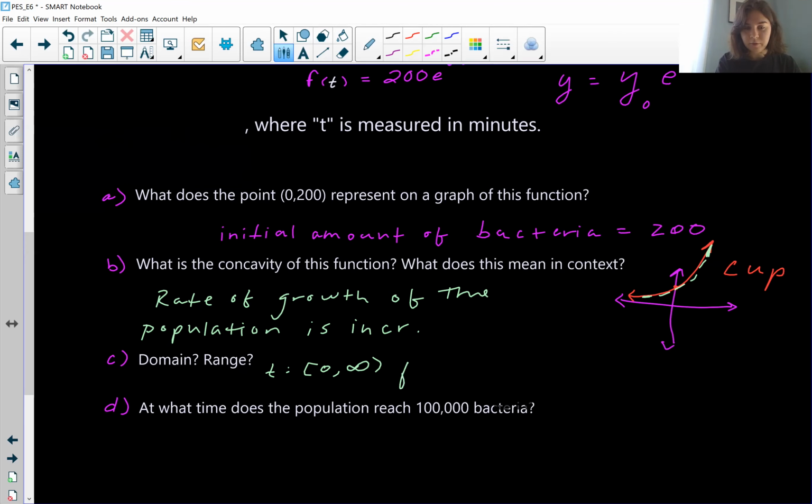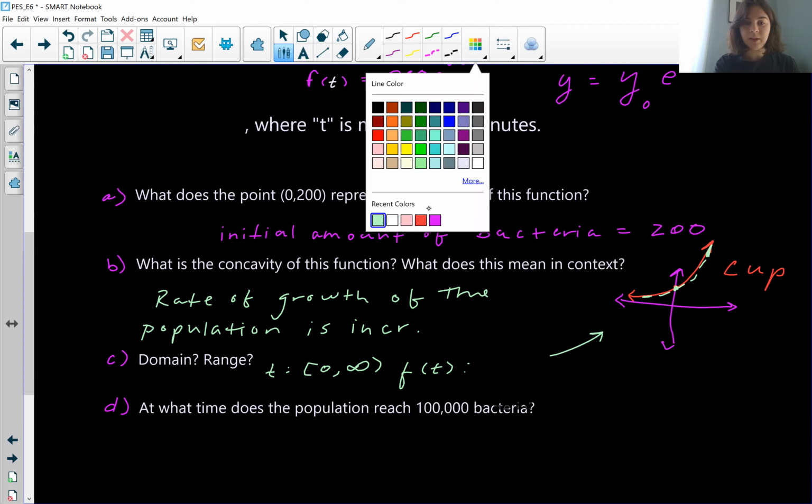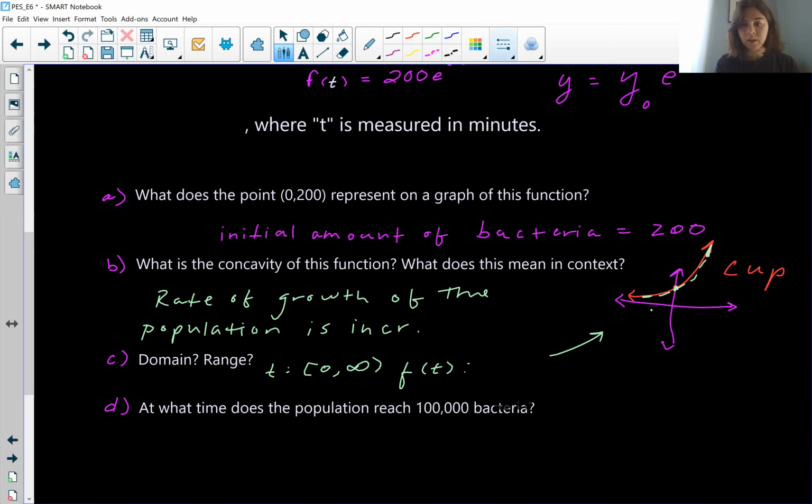And then for the function itself, for range, f of t, we do know that we have that initial point at (0, 200). So we can't really use anything in the negative segment. So basically this entire branch right here kind of cancels out. So f of t is going to be from 200 to infinity. Infinite bacteria. And so that basically just tells us that our population is never going to be less than 200 if it's growing.